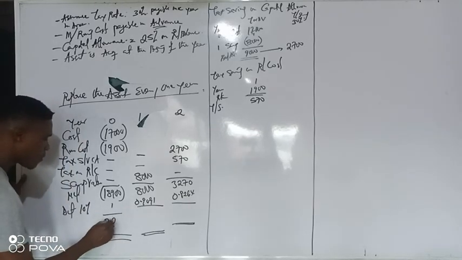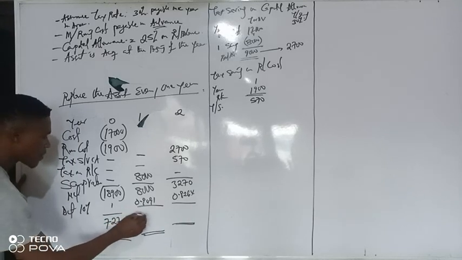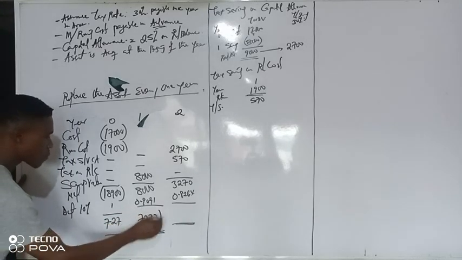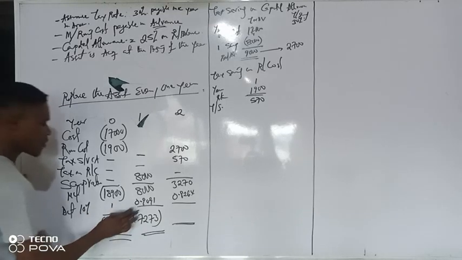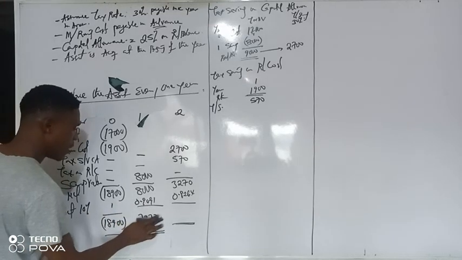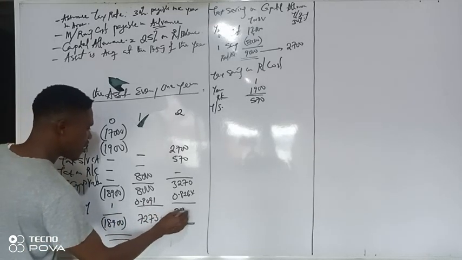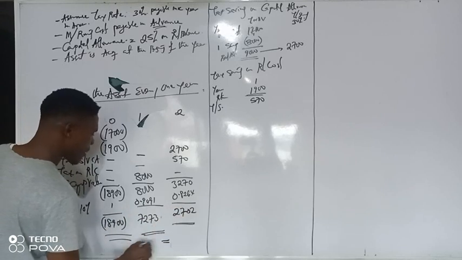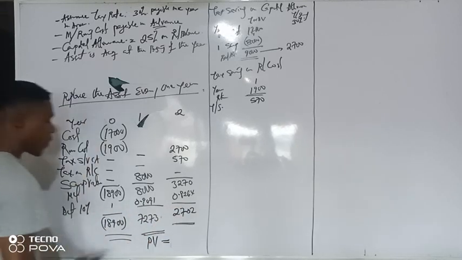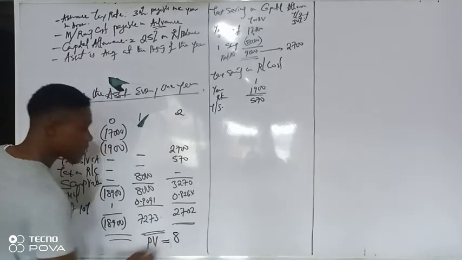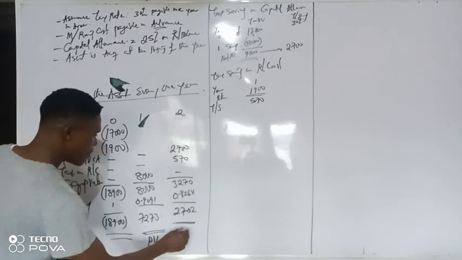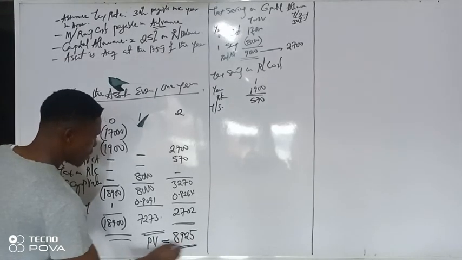7,273. Year one, yes. 7,273. Yes, sir. 18,900. So it's not a cost. 2,702. Put them together. That's our PVs. 8,925. 8,925 is the cost, right?